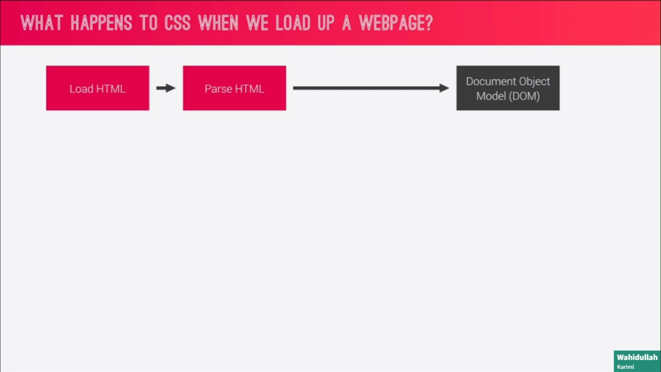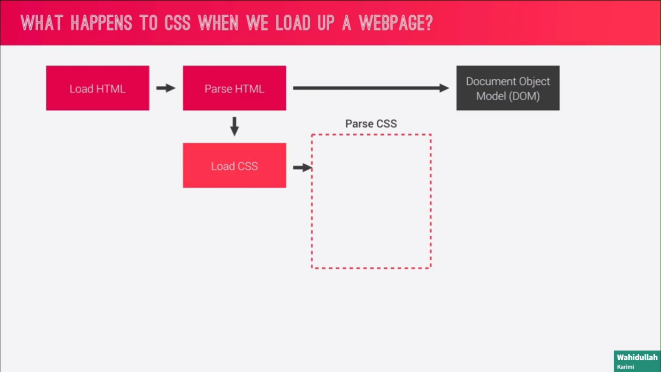Now, as the browser parses the HTML, it also finds the style sheets included in the HTML head, and it starts loading them as well. And just like the HTML, CSS is also parsed. But the parsing of CSS is a bit more complex, and that's why we'll talk about that in great detail in the next lecture. For now, let me just tell you that during the CSS parsing phase, there are two main steps. First off, conflicting CSS declarations are resolved through a process known as the cascade.